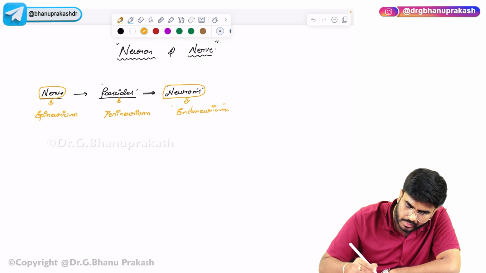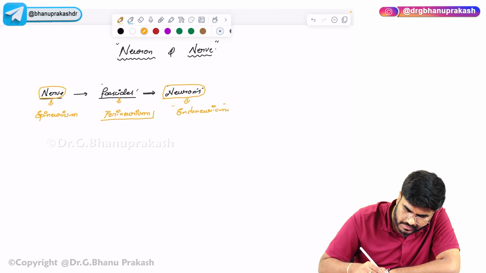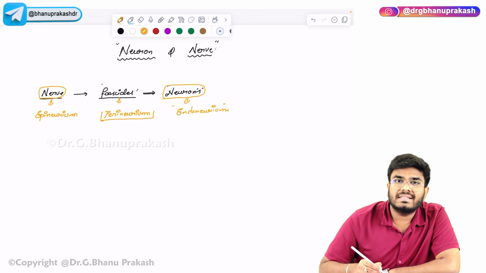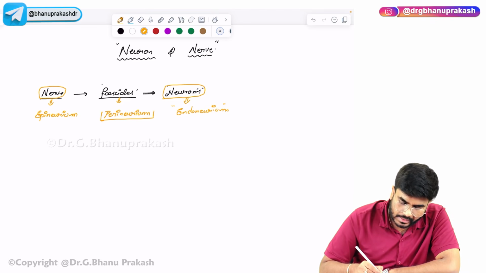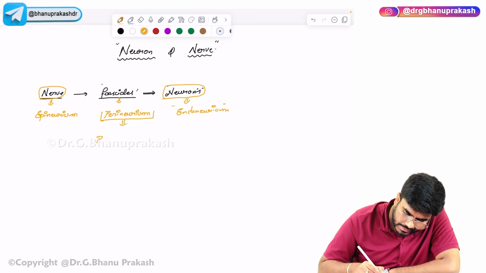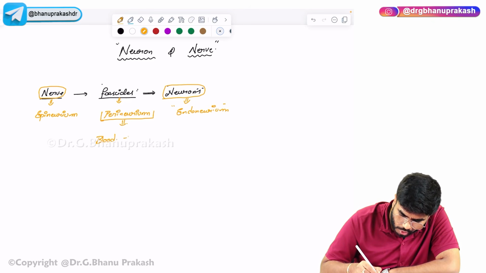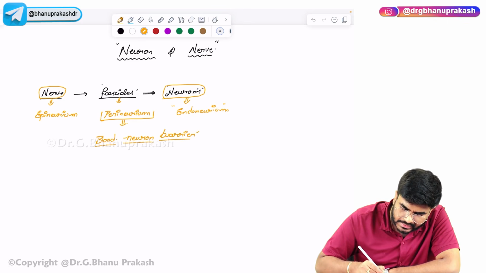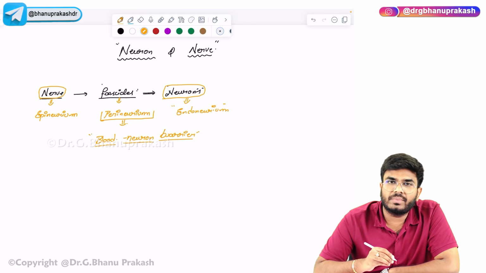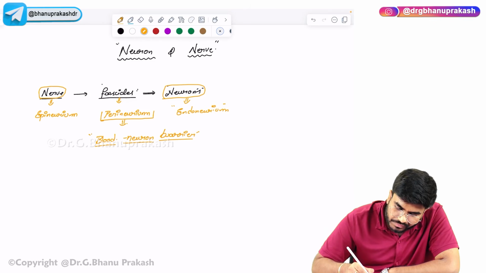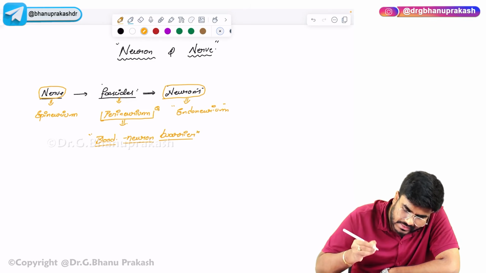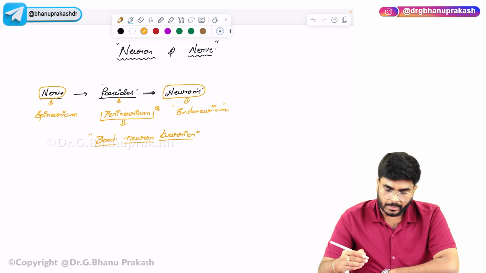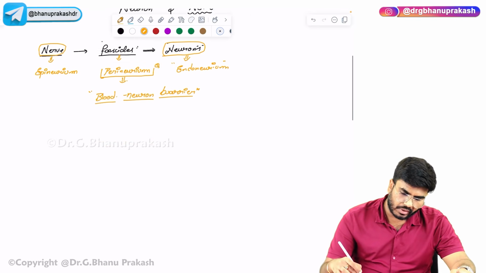Now, important MCQ: this perineurium is the one providing the blood neuron barrier. The cells of the perineurium, along with their tight junctions in between the cells, make this layer act as a blood neuron barrier. That's the important point which I want you to know.